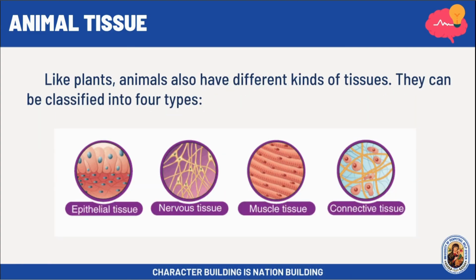So in animal tissues, there are four main kinds of animal tissues. First one is the epithelial tissue. Second is the nervous tissue. Third is the muscle tissue. And last is the connective tissue. So under these four main kinds of tissues, there are more subcategories with different and much more specific purposes and shapes and whatnot.